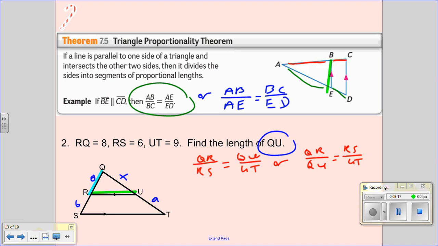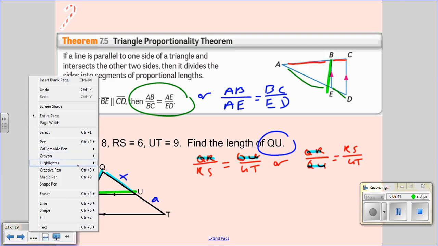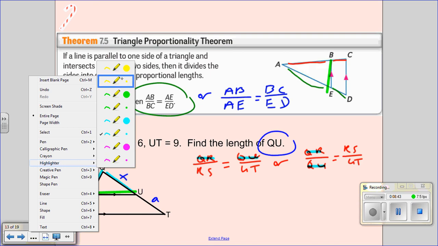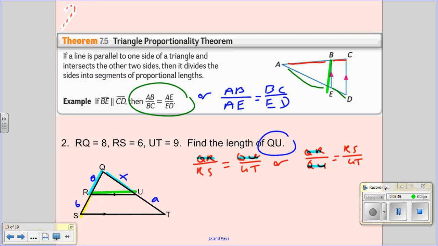So here's QR. And QU, they're both at the top. So you can put them both at the top or put them one on top of the other. And then you had RS and UT. You either put them both at the bottom or one on top of the other. Those are your options.